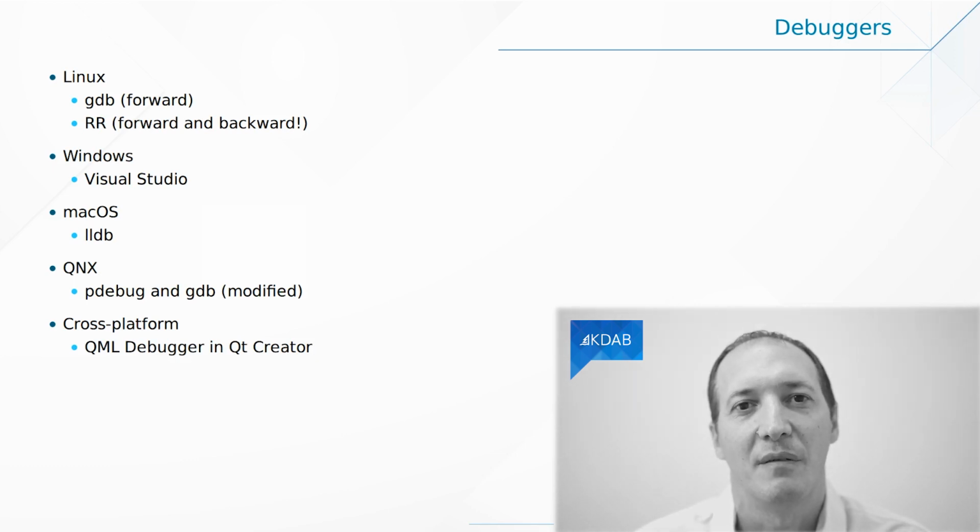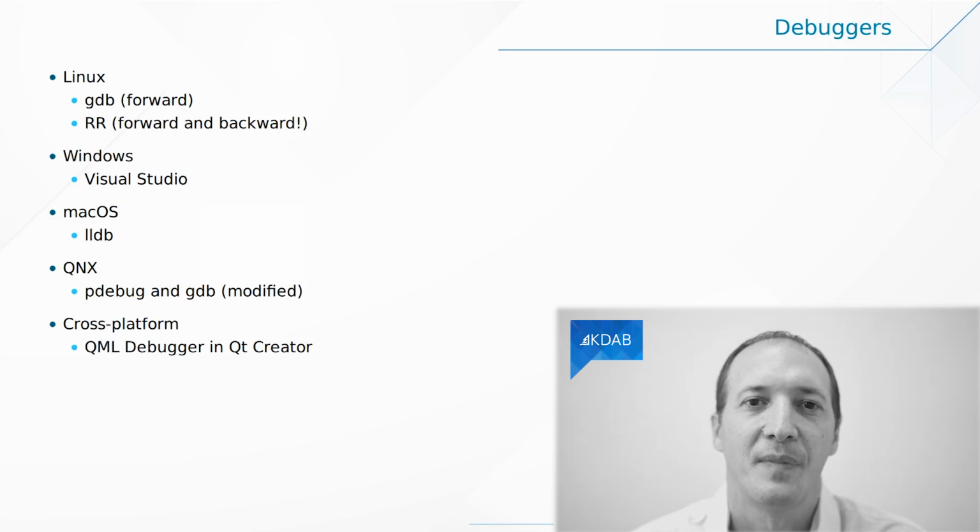And then, of course, there is a debugger on Windows, Visual Studio. There is a debugger on macOS, and so on, right? For everything, you would find a standard debugger. It's just that RR is a bit more special because it can go back.